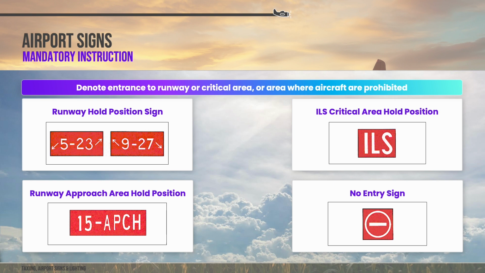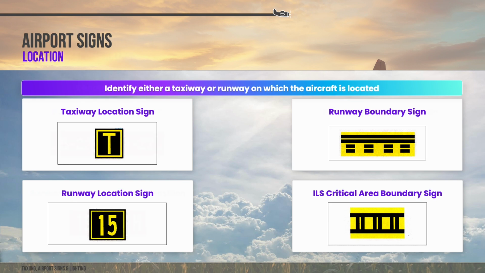If you're getting to a runway approach where you need to hold at a runway approach, that would be that sign down there saying that you're coming up to the approach area for 15 and you have to hold there. The ILS critical area hold position is where you're going to want to stop so that you don't interfere with any planes landing on that ILS approach for any runways. And then finally, that no entry sign there, that is actually denoting that, yes, it might look like a road or taxiway, but it's only available for ground vehicles. Aircraft are not allowed to taxi in there.